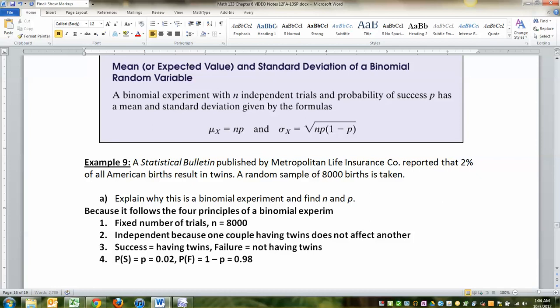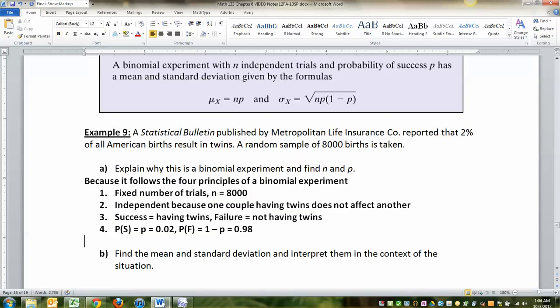Namely, it has a fixed number of trials. You're looking at 8,000 births. They're independent because if one couple has twins, it doesn't have any effect on whether the next couple has twins, right? Then you have success and failure. You either have twins or you do not have twins. There's no middle ground there. And then the chance of success is 0.02. If 2% of all births are twins, then 0.02 is your chance of twins. And the probability of failure is 0.98, 1 minus 0.02.